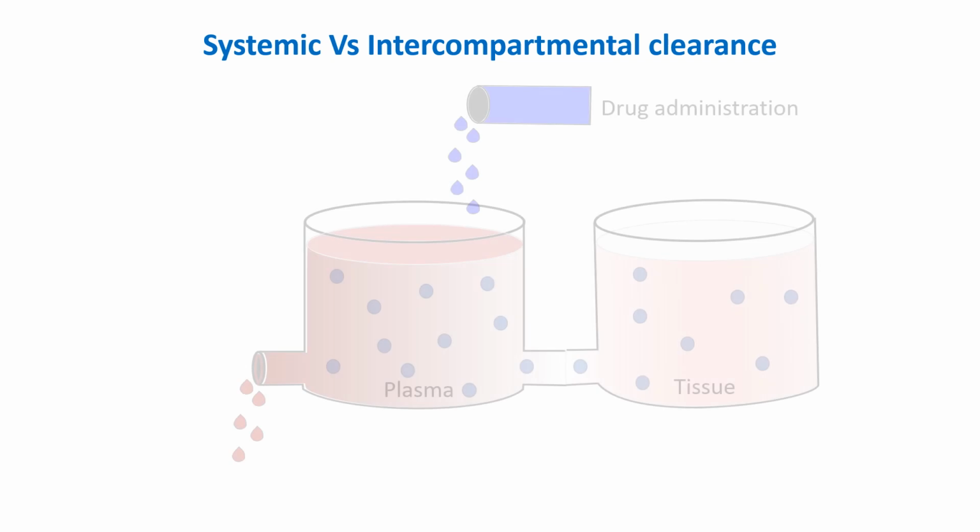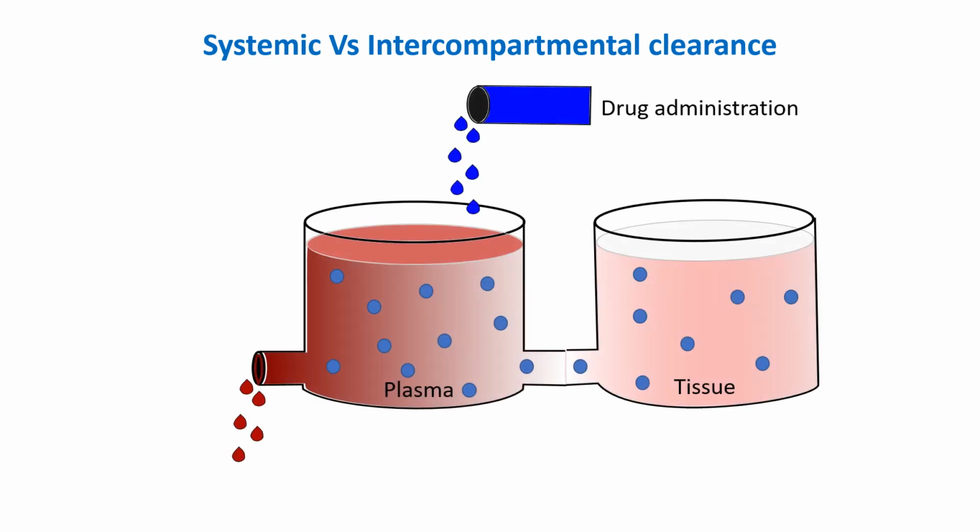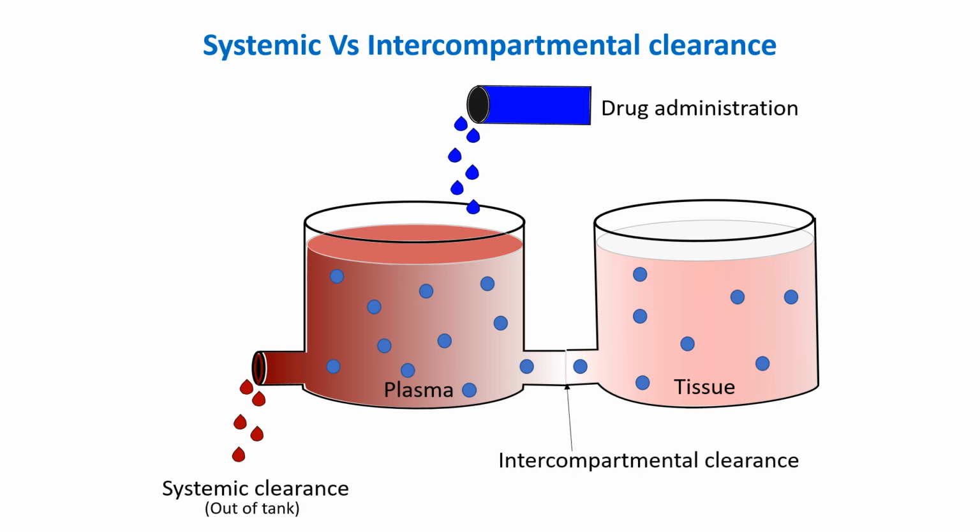Two processes contribute to drug clearance. These are systemic clearance, which we can call out of tank, and intercompartmental clearance, which is between the tanks. Intercompartmental clearance refers to the rate at which a drug moves between different compartments within the body. Compartments in pharmacokinetics refer to conceptual spaces where the drug can distribute, such as between the central compartment and peripheral compartments. This type of clearance deals with the distribution of drug between different organs. We have thoroughly discussed them in the compartment model video.